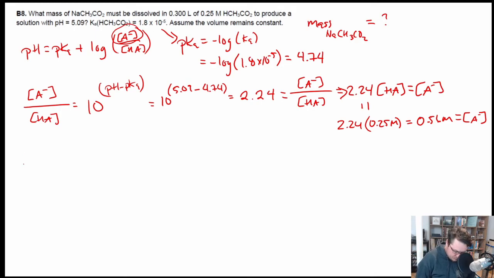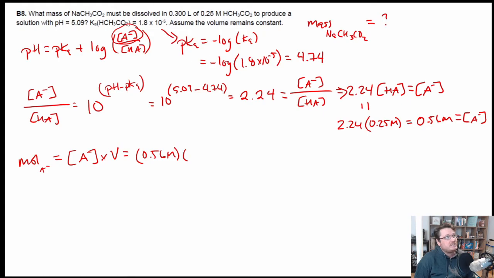So now to figure out how many moles we need, we have moles of, I'm just going to continue to refer to it as A-. That's going to simply be the concentration of A- times the volume. And so we know the concentration now. So that's 0.56 molarity, and that's going to then be multiplied by the volume. The volume in this case is 0.3 liters. So the number of moles is 0.56 times 0.3, which is 0.168 moles. So we have that right there.